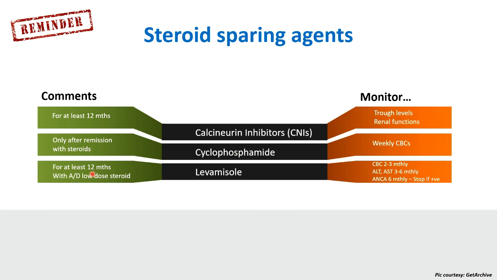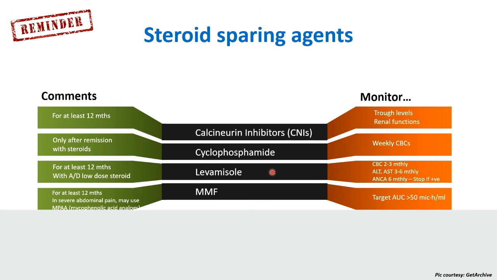Levamisole is given for at least 12 months and with alternate day low dose steroids. With this, you have to monitor CBC every 2 to 3 months, ALT, AST every 3 to 6 months, and ANCA, that is anti-neutrophilic cytoplasmic antibody, every 6 months. And in case the patient becomes ANCA positive, you'll have to stop treatment with levamisole. MMF is given again at least for 12 months.